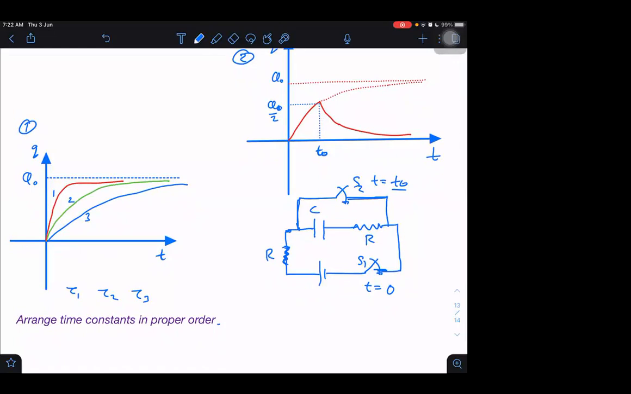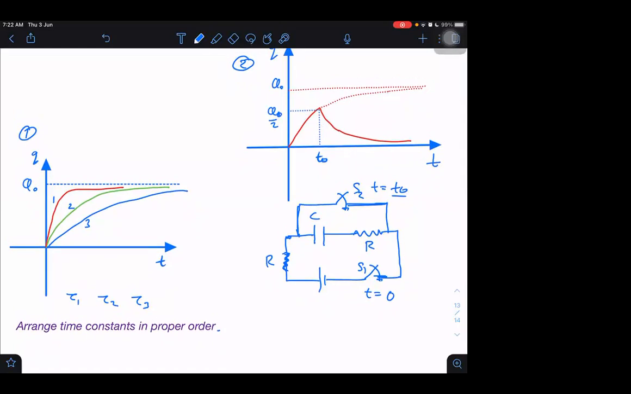See, the formula for Q. Okay, tell me what is the equation for that? Write the equation first: how the charge varies. While charging, Q is equal to Q naught into 1 minus e raised to power minus t by 2RC. It is charging through both of these, sir, R and R, so 2RC. That is the equation of Q.